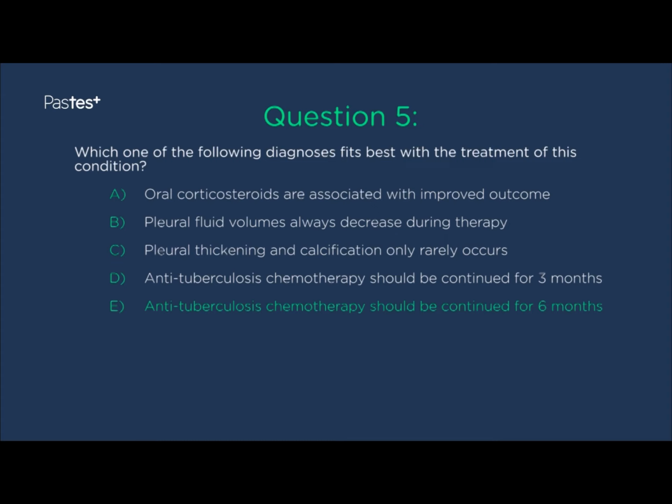As far as anti-tuberculous chemotherapy is concerned, the minimum treatment duration is 6 months. There is no 3-month treatment regimen. However, in patients with latent tuberculosis as opposed to tuberculosis disease, chemoprophylaxis with isoniazid and rifampicin may be given for 3 months, but that is different from anti-tuberculous chemotherapy.